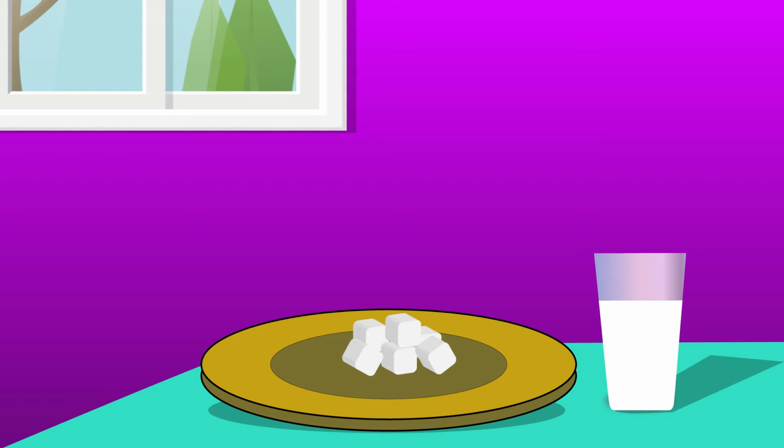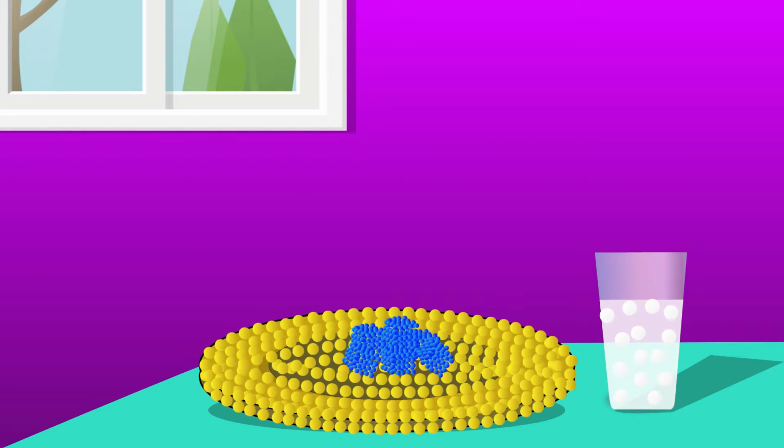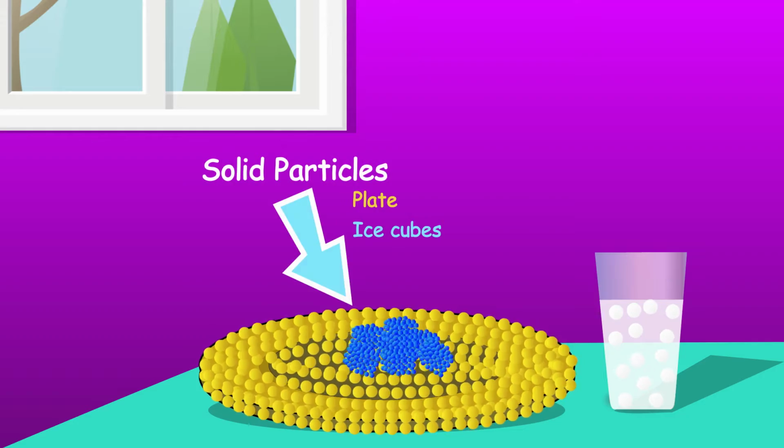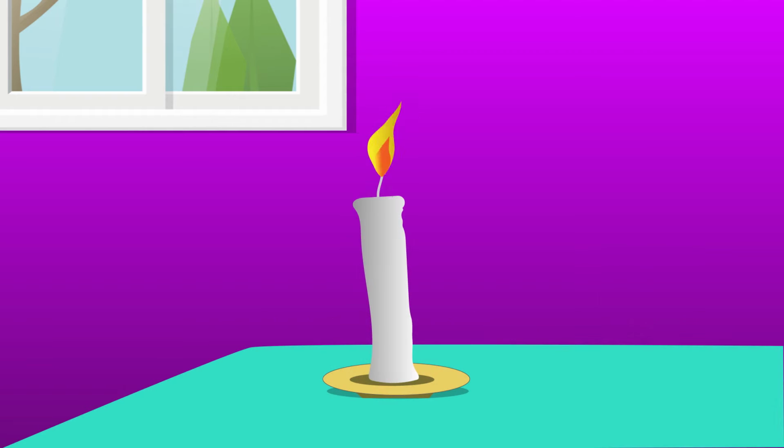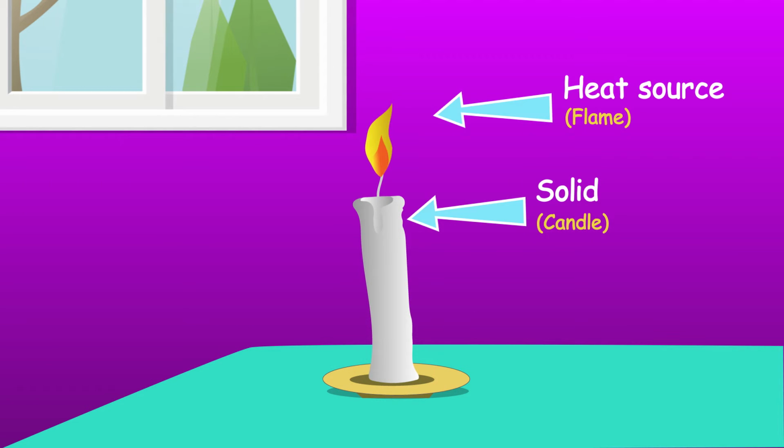All matter is made up of tiny particles. The particles in a solid are packed tightly together and they have little energy. They don't move that much. The particles in a liquid, though, are more fluid, so they move around more freely. A solid can change to a liquid when enough heat affects it.